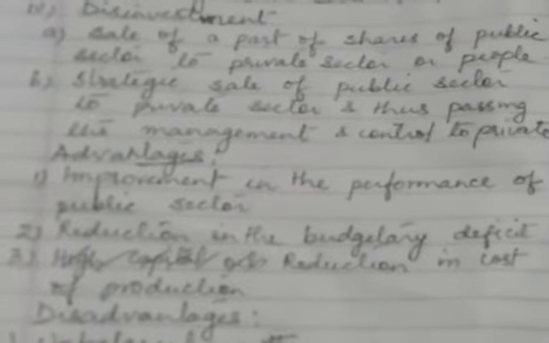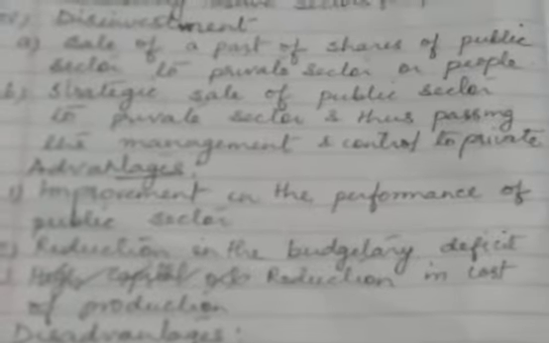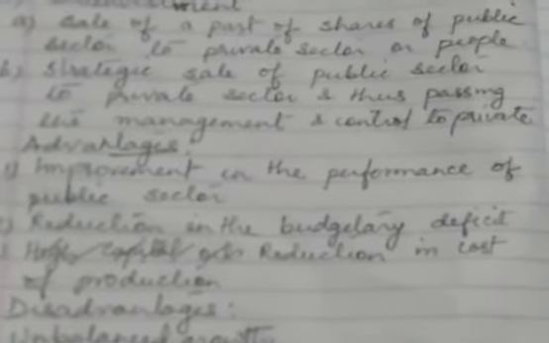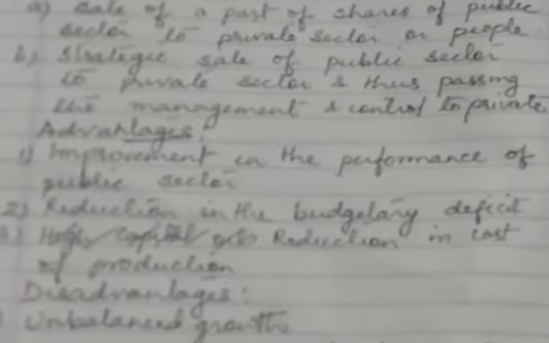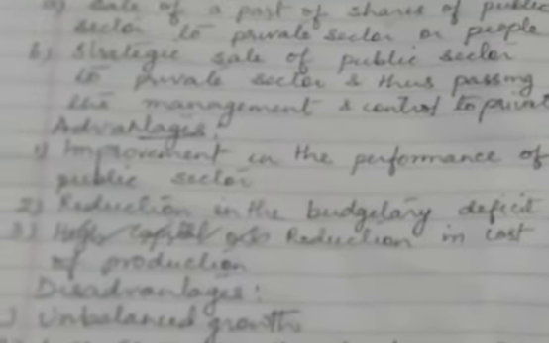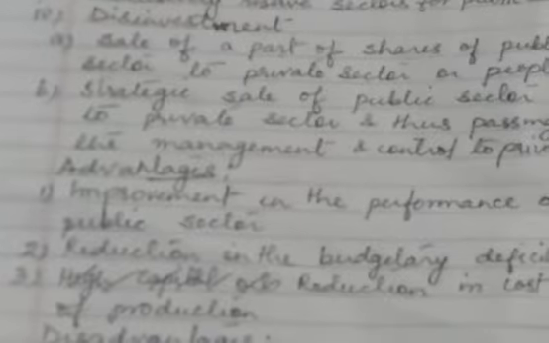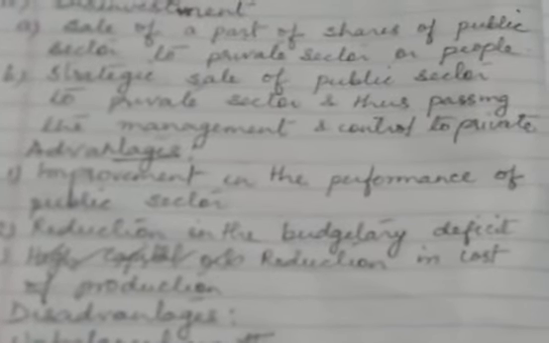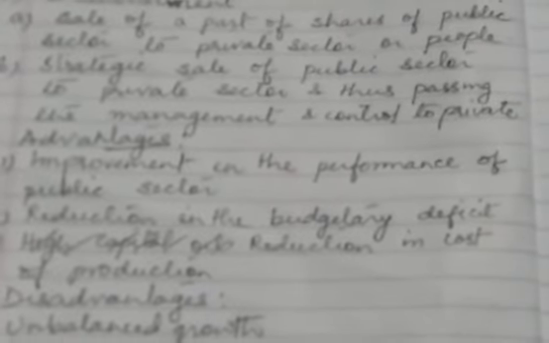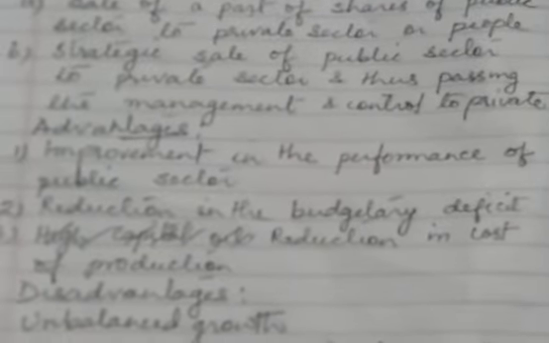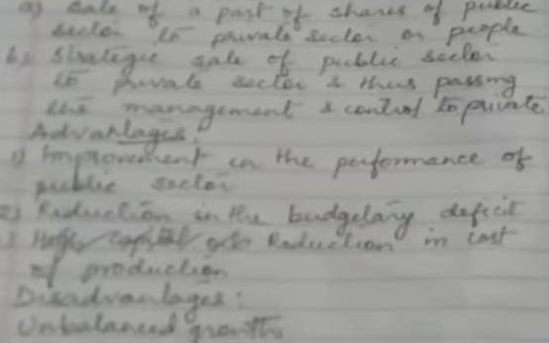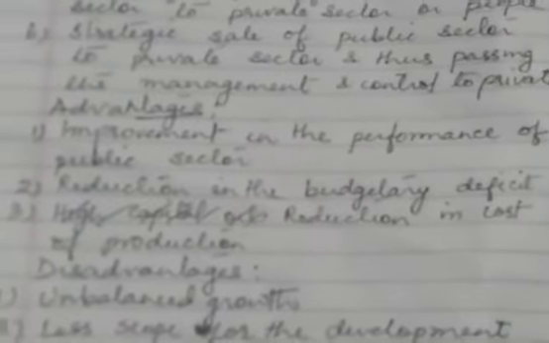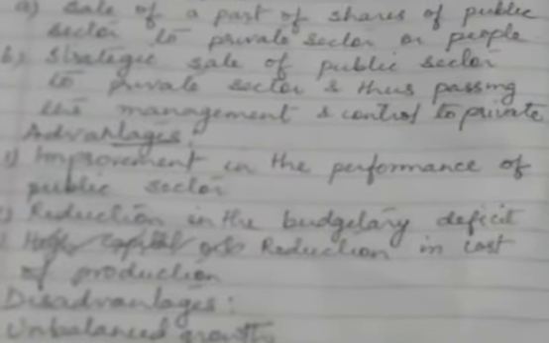Now let us take up what was the advantage of the privatization. The improvement of public sector performance can be witnessed due to the privatization. Secondly, the budgetary deficit, that means the deficit of countries' revenues and expenditures that was planned during the various year budget, that was reduced to a great extent. And secondly, the cost of production also decreased. That means due to the adoption of better technology and better competitive environment, cost of production was decreased.